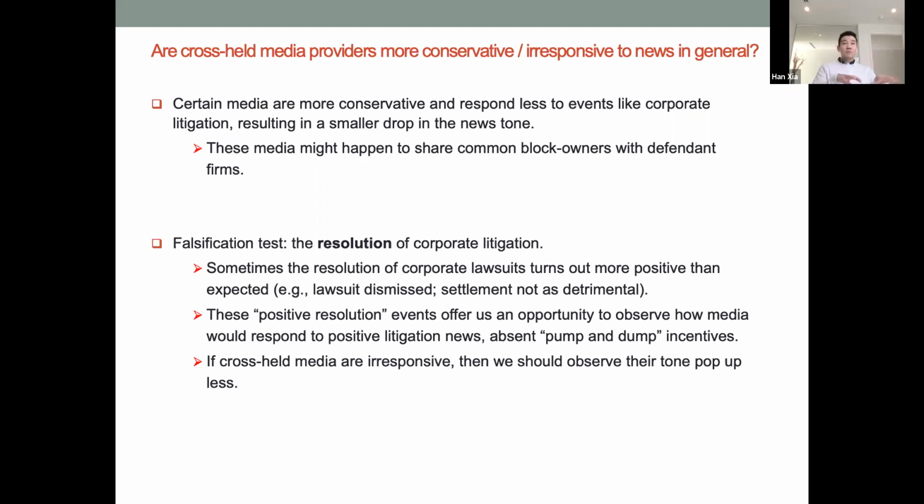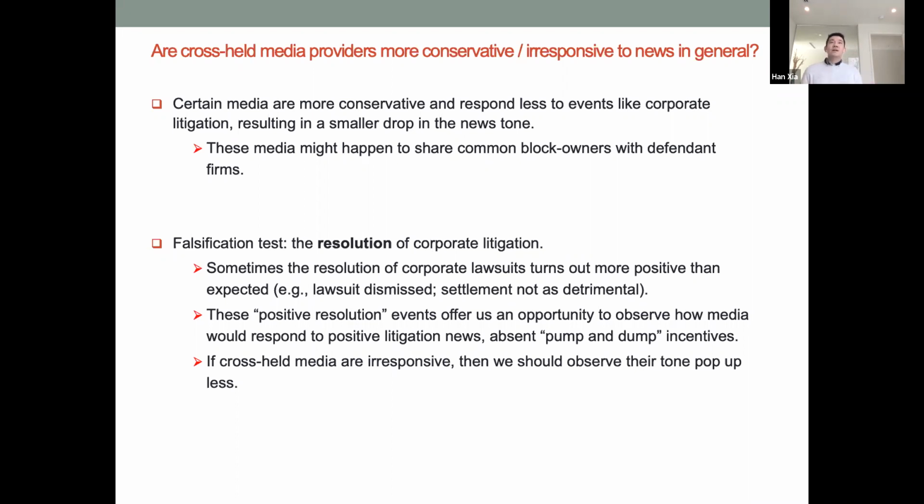We're going to look at the resolution of the litigation, as Kelsey was just bringing up. So what we do is the following. A lot of the times, the resolution of the lawsuits can be more positive than expected. And this could be because the verdict is not as detrimental to the firm or the lawsuit was dismissed.